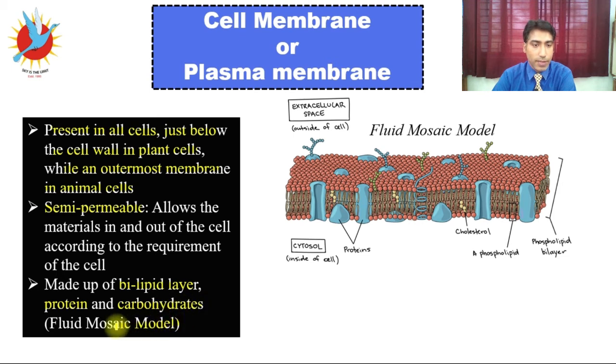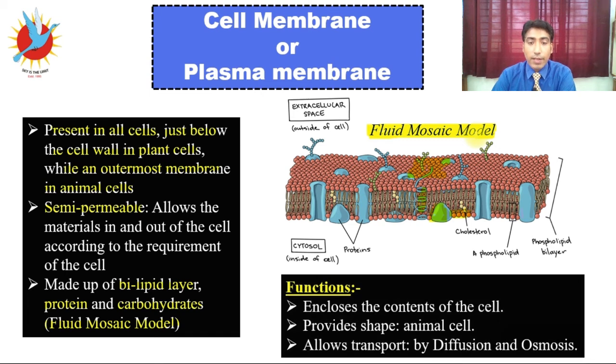This model of the cell membrane is known as the fluid mosaic model, first given by two scientists, Singer and Nicholson. In higher classes, you will learn further about this model. In this diagram, you can see the upper layer of the lipid and the lower layer of the lipid. In between, protein molecules and carbohydrates are present. So this is called the fluid mosaic model, described by Singer and Nicholson.